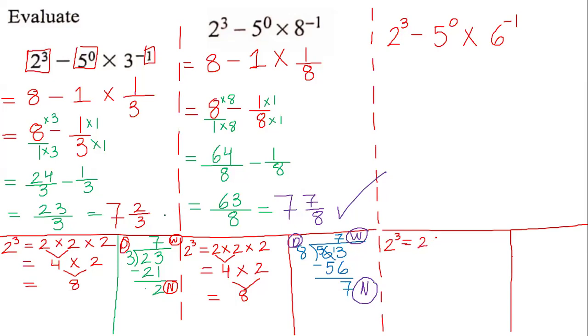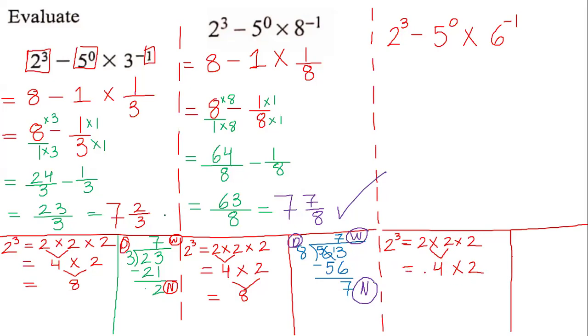We have 2 to the third power. What is 2 to the third power, class? It's 8. It's going to be 2 times 2 times 2. Very good. And what is 2 times 2? That's going to be 4. Multiplied by 2.